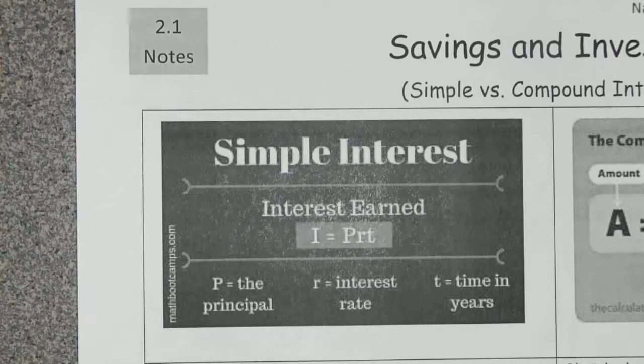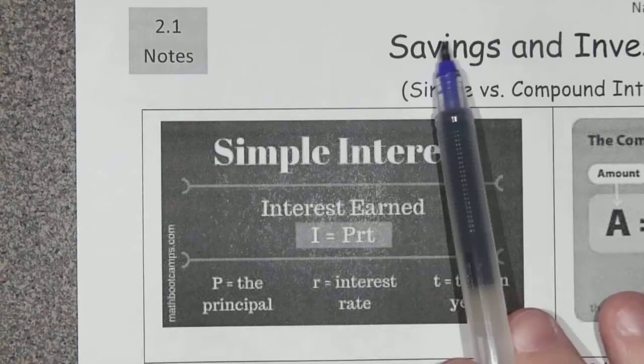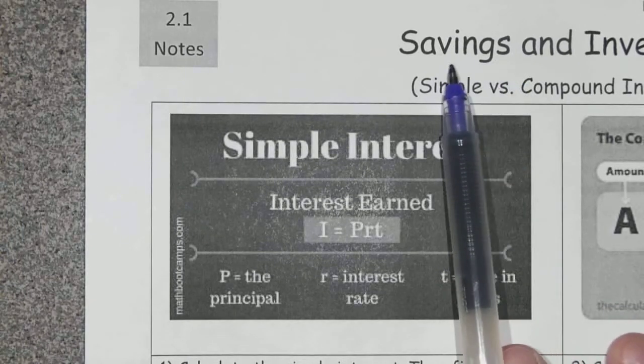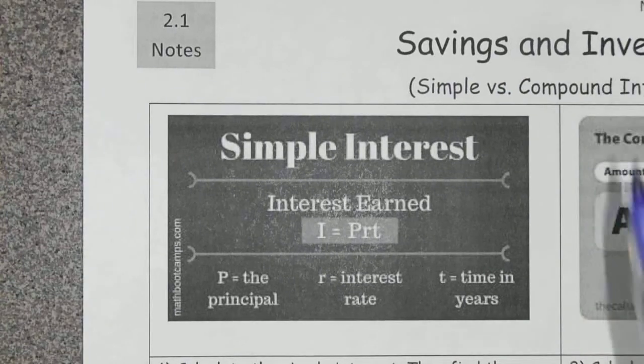All right, you guys, this is the start of a new chapter. So we're doing Note Taking Guide 2.1 today, and we're talking about different kinds of interest. Any time we have a savings account or we invest, we're paid interest. Two kinds of interest could be paid to us. The first kind is called simple interest.